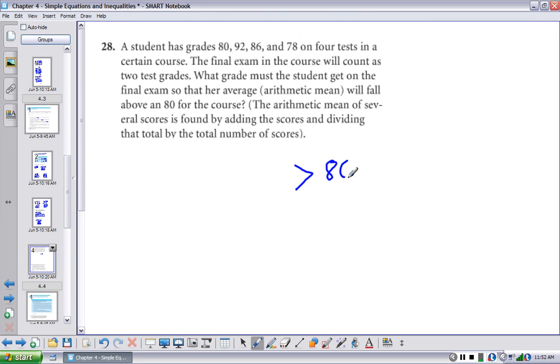So we know something needs to be greater than 80. Now, the mean, her course average, needs to be bigger than 80. And here it gives us a hint. The arithmetic mean of several scores is found by adding the scores and dividing by the total number of scores. So we have 80 plus 92 plus 86 plus 78, and then her final will be 2 test grades. So let x be the final exam grade.